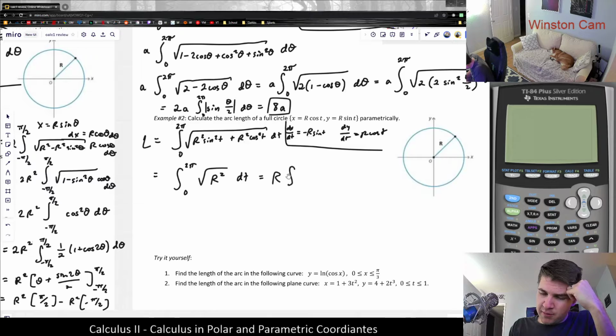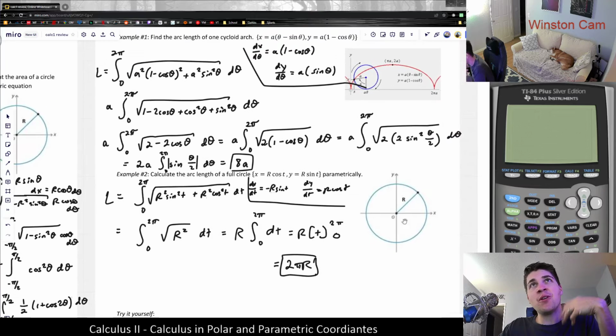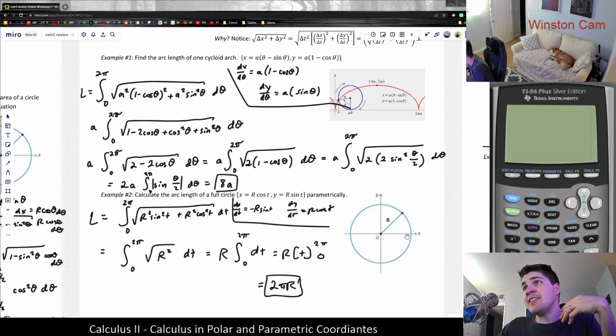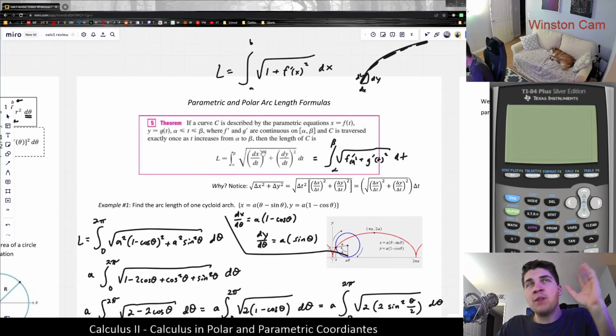So the integral of r from 0 to 2 pi with respect to t, and the integral of 1 is just t. So we end up with r times t evaluated from 0 to 2 pi. If we plug in 2 pi, we get 2 pi r minus 0, which gives us 2 pi r, the circumference of a circle. Nice and neat, it works out, further confirmation that this arc length formula is doing what we expect it to. And of course, we could use it for any parametric curve, where often that integral will be quite horrible.